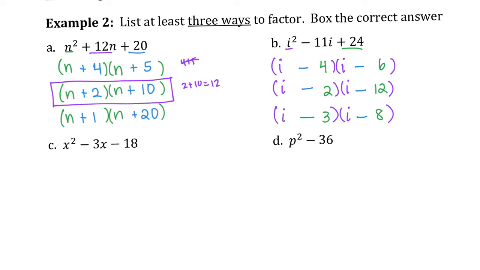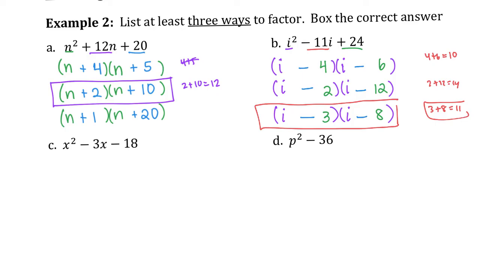Okay, let's see. Now if it's going to be correct, it has to add up to the minus 11. So if I do 4 plus 6, I get 10. 2 plus 12, 14. 3 plus 8 is 11. Okay, and because it was minus minus, it did add up to minus 11. So that's my correct answer. Let's do 2 more. And yes, eventually I won't make you write out all the guesses. Okay, let's do this.